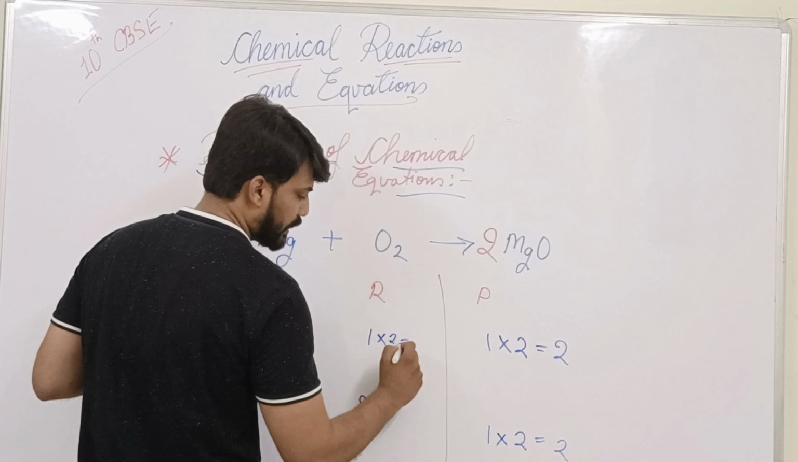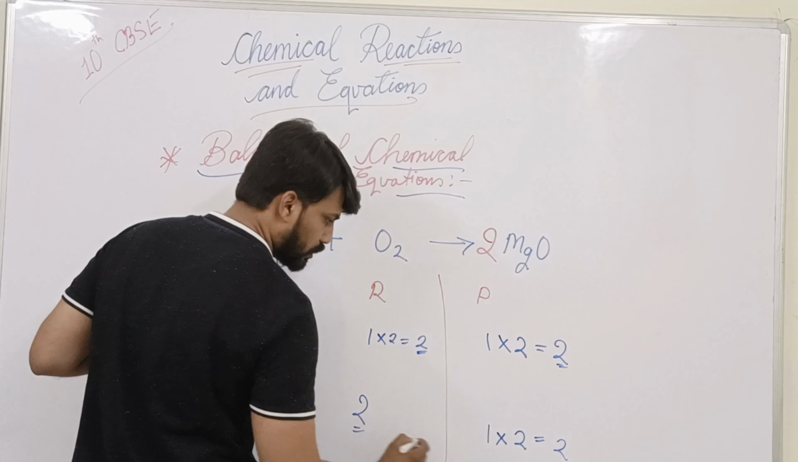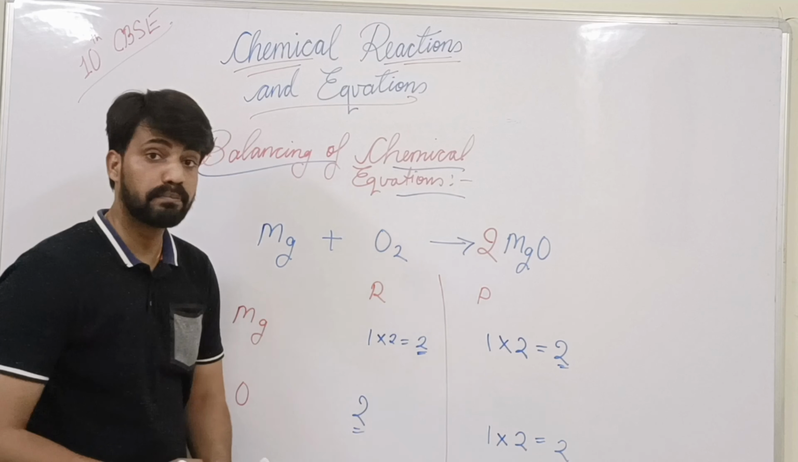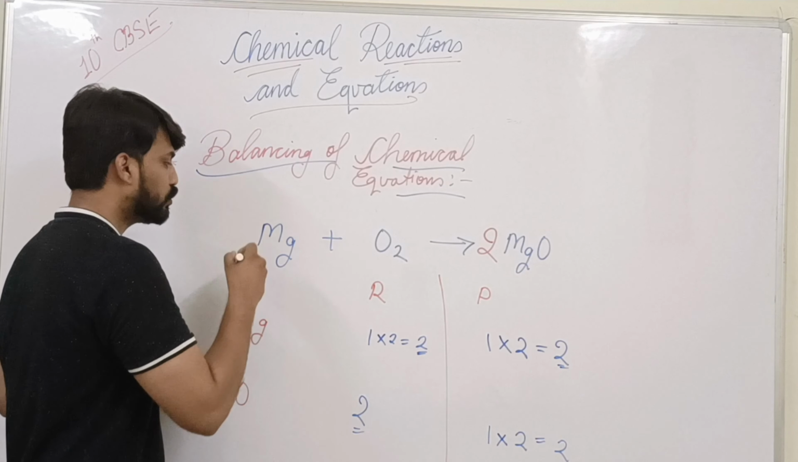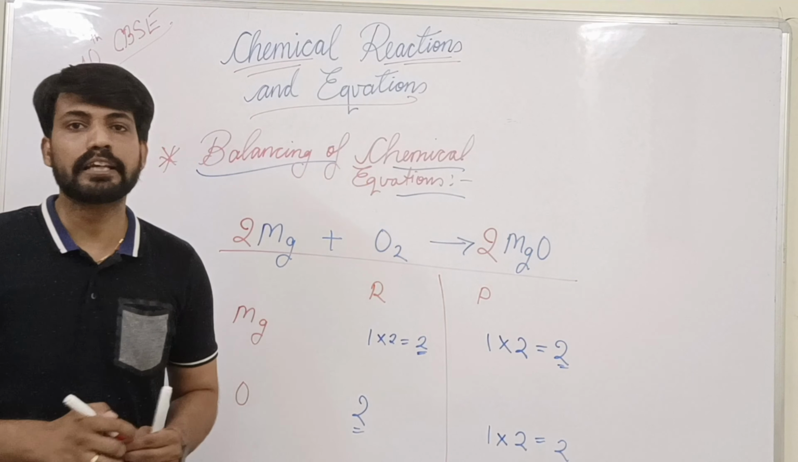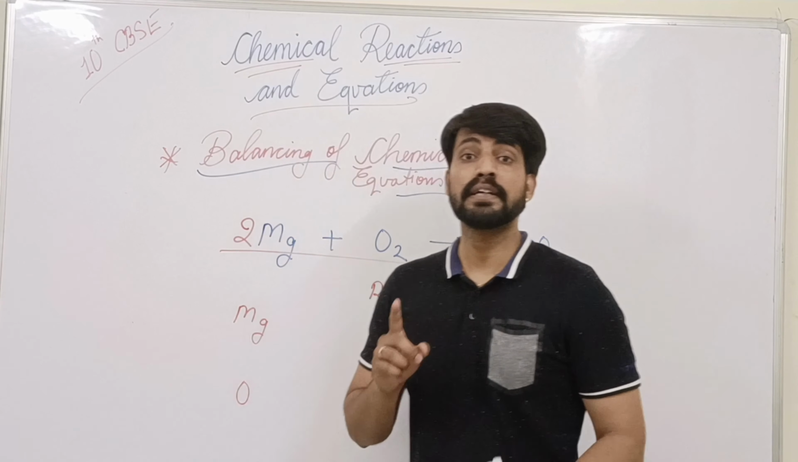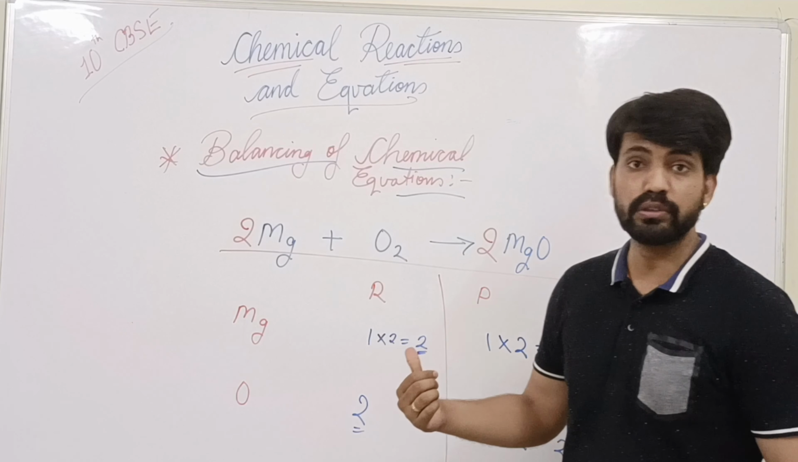So after multiplying it by 2 we got here 2, here 2, here 2 and here 2. Now the number of atoms is same, so that means if I multiply this 1 by 2, I need to multiply here also, and this becomes our balanced chemical equation. I hope this part is also clear with you. Is there any doubt? Understand?